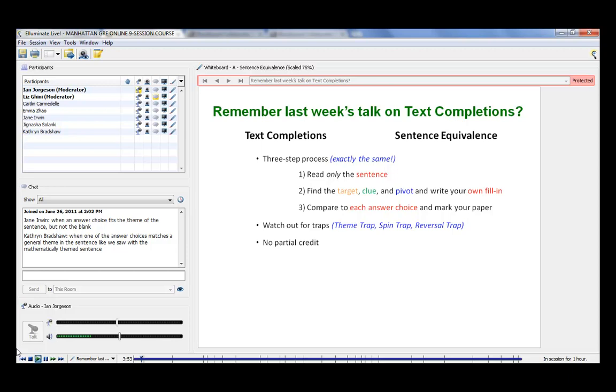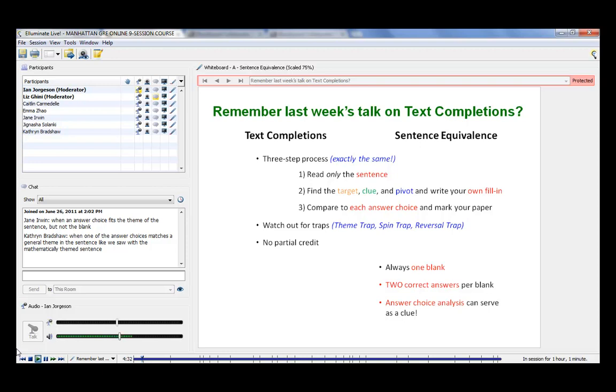So just like on the text completions, the sentence equivalence problems have no partial credit. On the sentence equivalence problems, we are going to be given 2 correct answers per blank, out of 6 answer choices, so there's going to be 4 wrong answers and 2 correct answers, and those 2 correct answers are going to be roughly synonymous, although not necessarily perfectly synonymous. But what I mean by partial credit is if we get one of the 2 correct answers, but we miss the other one, we miss the entire problem.